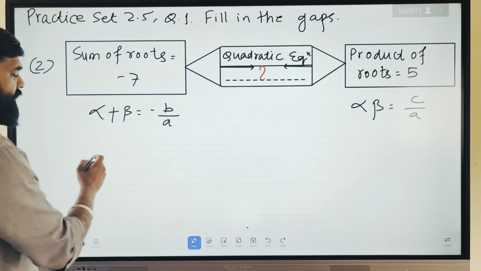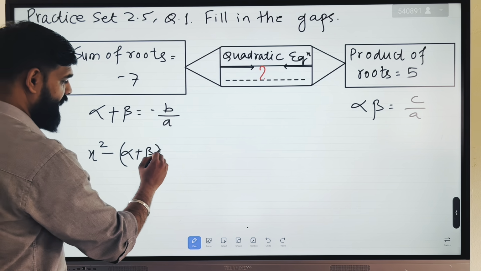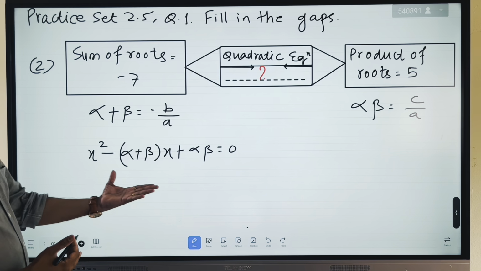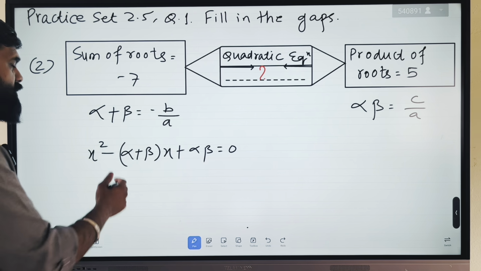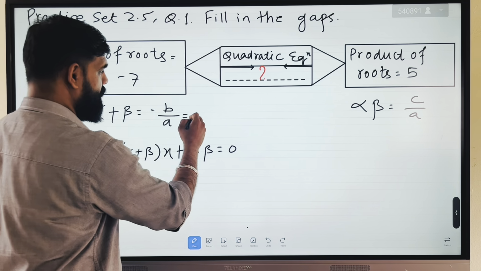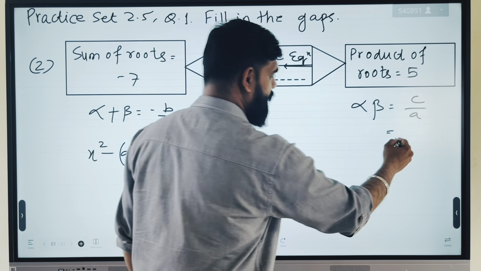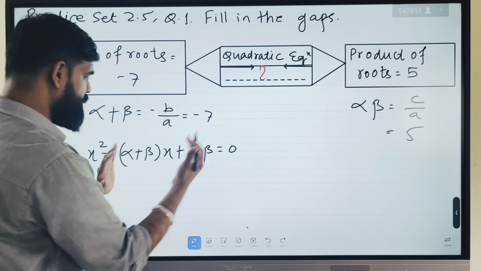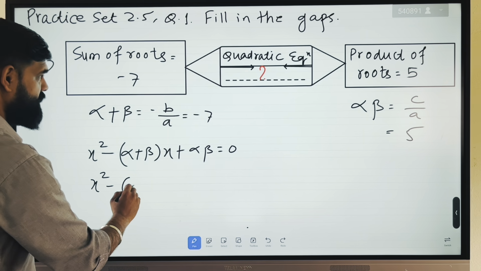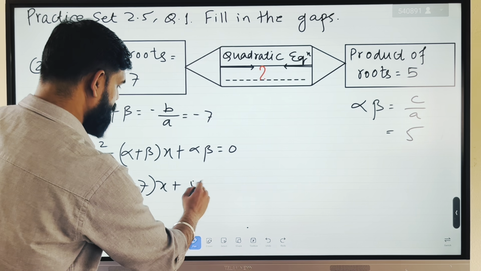For making the quadratic equation, we will use this formula: x square minus alpha plus beta x plus alpha into beta is equal to 0. From this information we can get our answer. Alpha plus beta, the sum of roots, is given as minus 7, and the product is given as 5. So we can directly put these values into this equation. x square minus (alpha plus beta), that is minus 7, so put here minus 7x, plus alpha into beta, that is 5, is equal to 0.